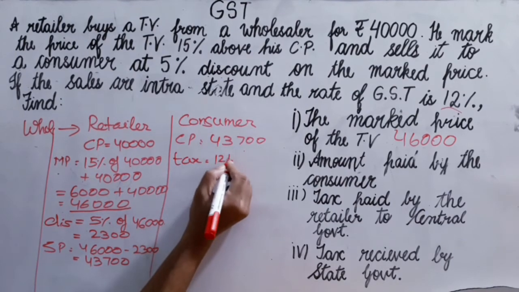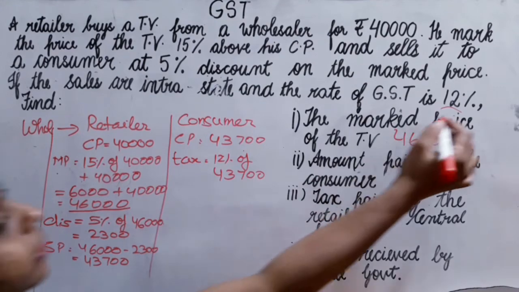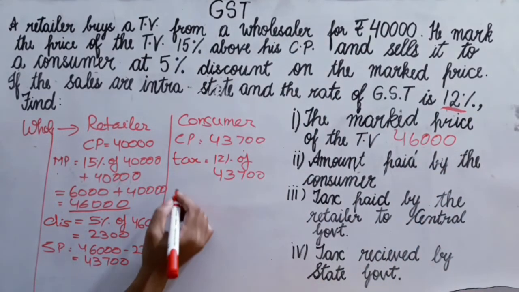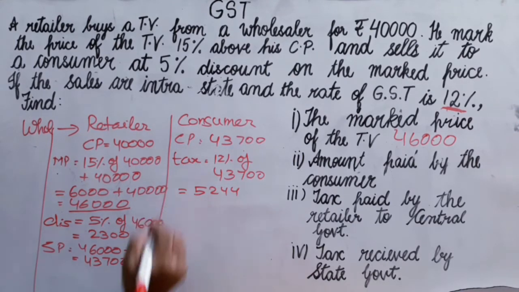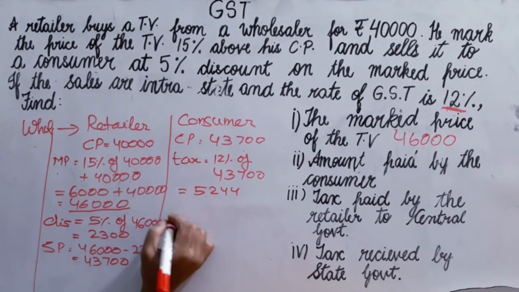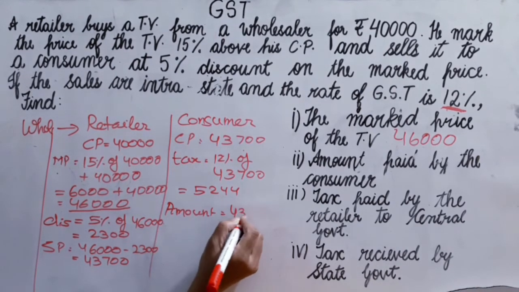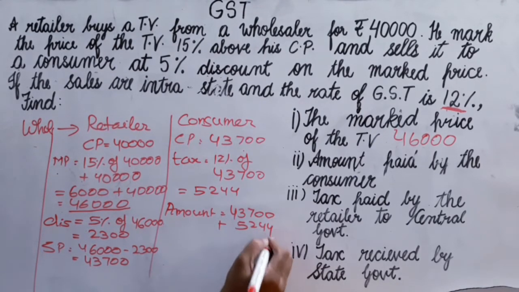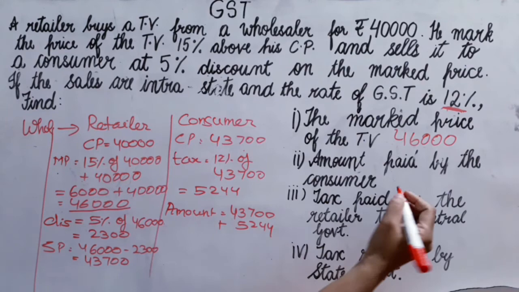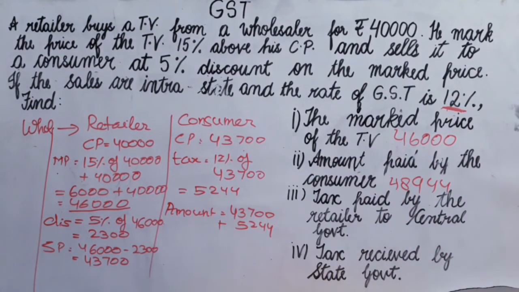Tax he is paying is 12% of 43,700, because it is given 12% here. So, calculating this, you will get 5,244. So, the amount paid by the consumer will be 43,700 plus 5,244. Calculating it, you will get 48,944.